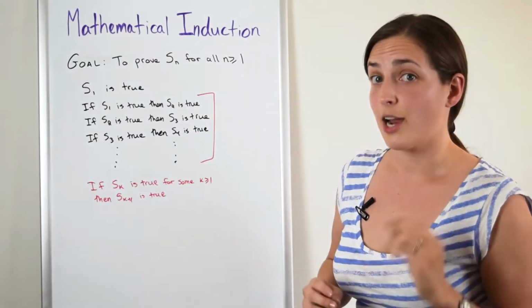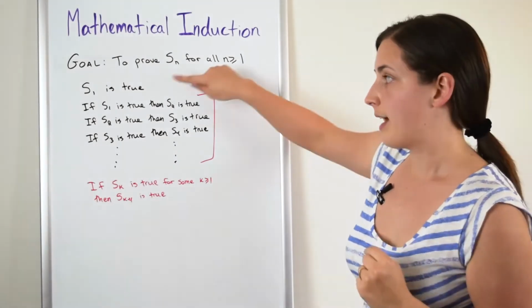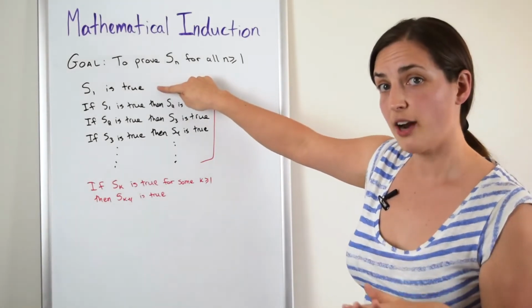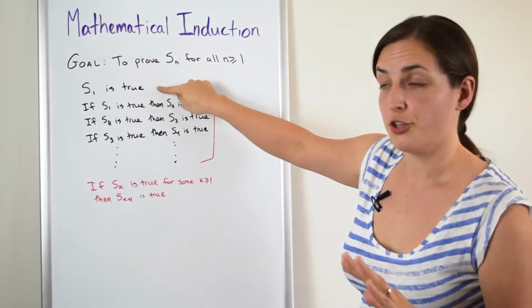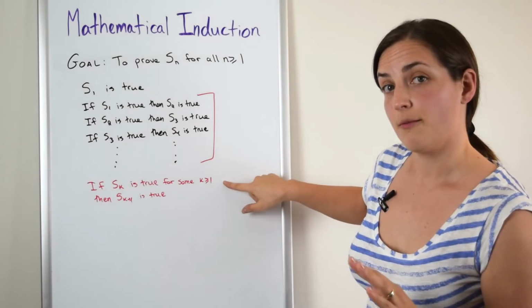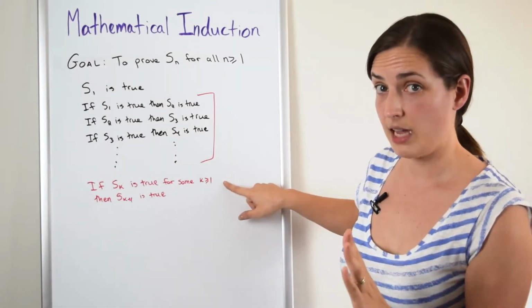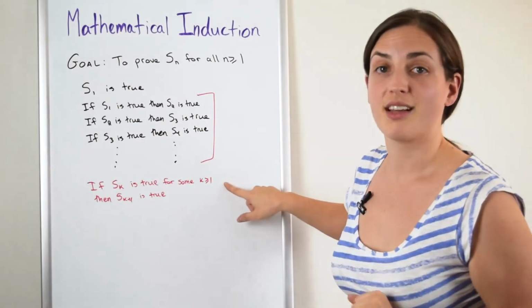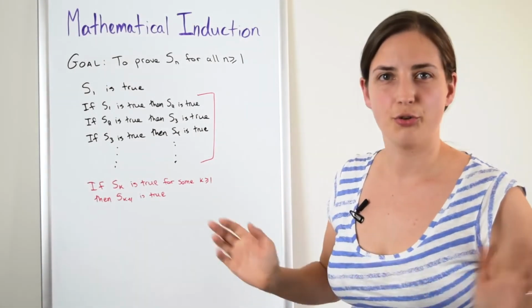So let's say I only prove two things for you. First, I prove that S1 is true. You're happy that the statement is true just for n equals 1. And then I prove to you this statement in red: if Sk is true for some k, then Sk plus 1 is true. Will you be satisfied that it has to be true for all n?